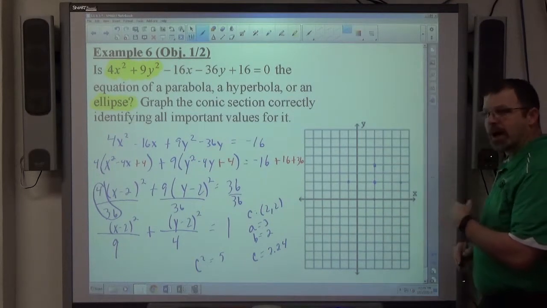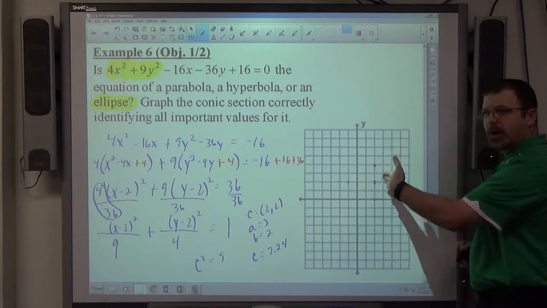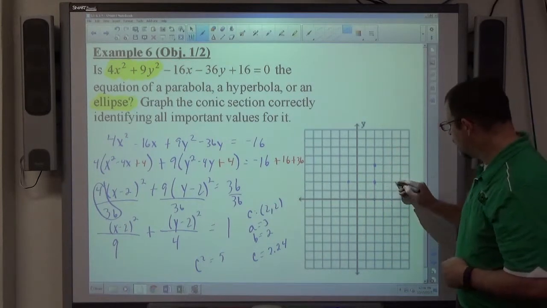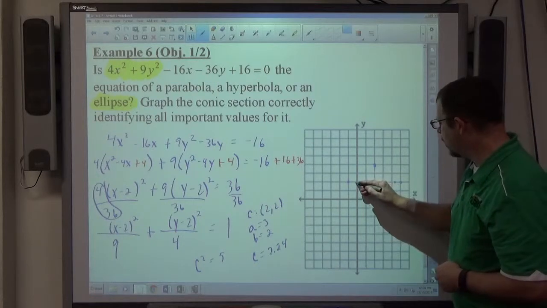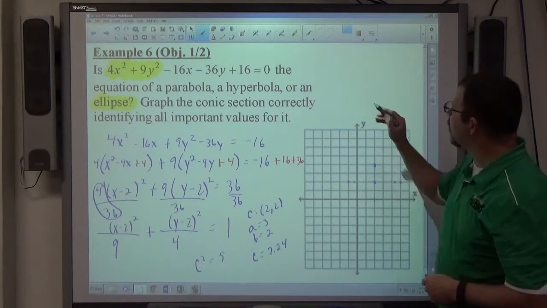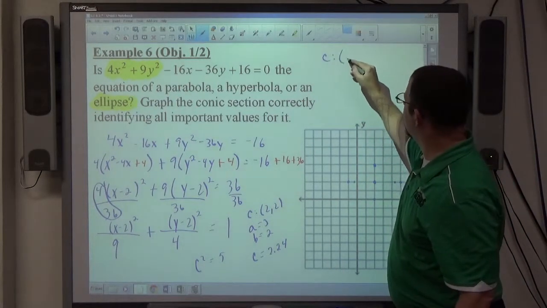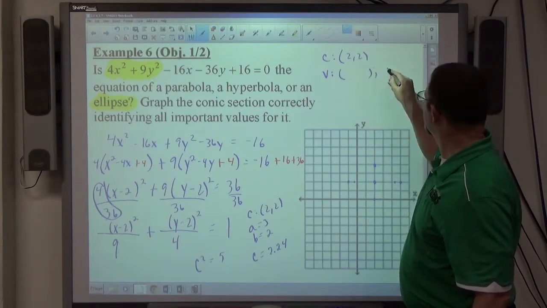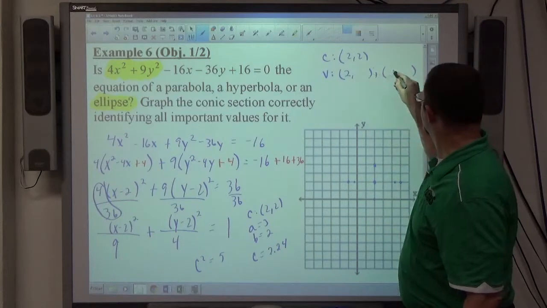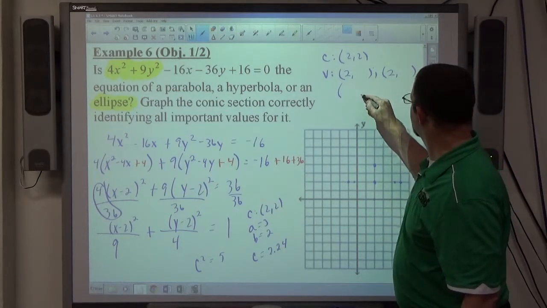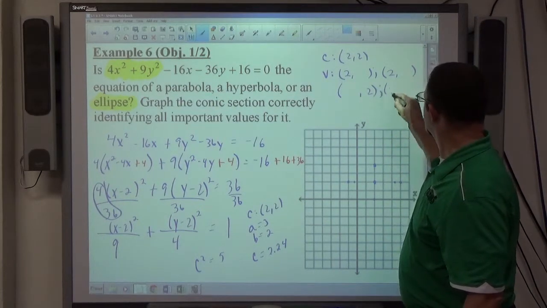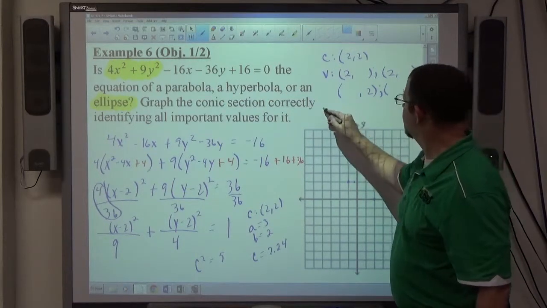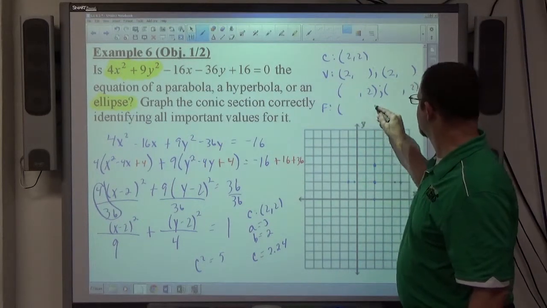Focal points are on the major axis. We're going left and right more than we are going up and down, so the major axis is horizontal, 2.24 to the right and 2.24 to the left. As far as identifying points, the center is (2, 2). I've got 4 vertices. I've got 2 focal points.